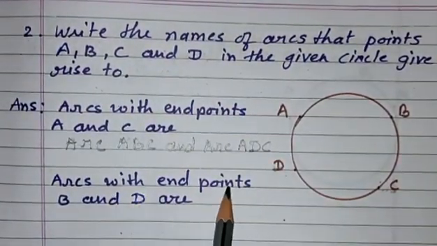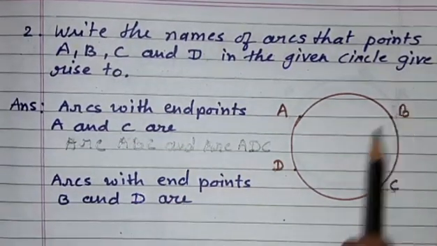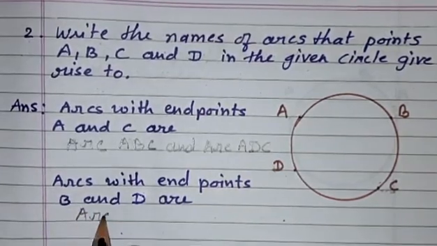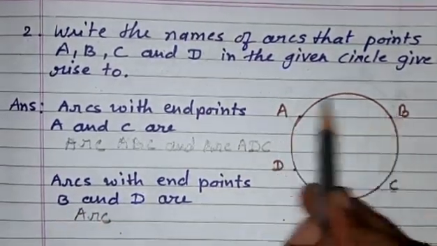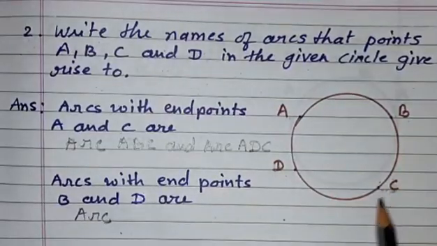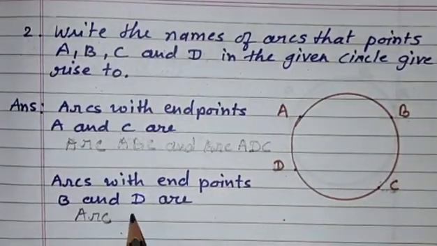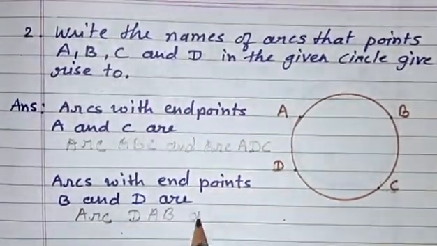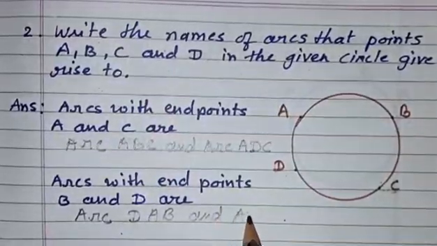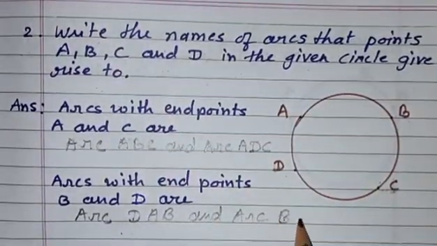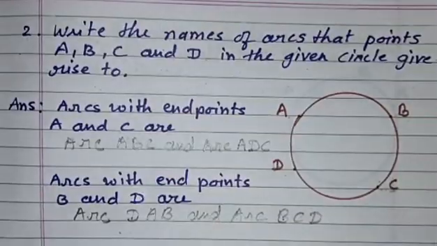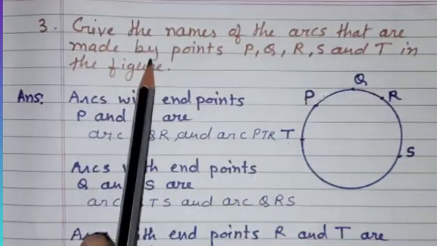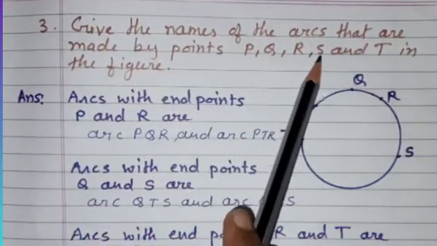Now arcs with endpoints B and D. B and D are arcs BAD and DCB or BCD. So here we write arc DAB and arc BCD.